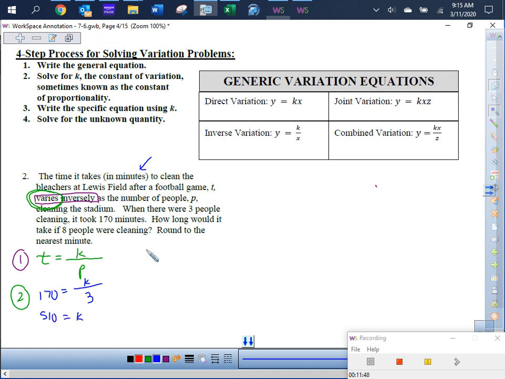So now we could write a basic scenario for if everyone was doing an equal job and had the same skill level of cleaning. This is the basic thing. The time it will take to clean Lewis Stadium will be 510 minutes divided by how many people are there in that situation. Again, assuming everyone does an equal amount of work and things like that. So step 4, it says how long would it take if 8 people were cleaning? So where does the 8 go in, for t or for p? For p. So please show me that instead of just punching it in. It is a simple one, but show me you're going to do the 510 divided by 8.